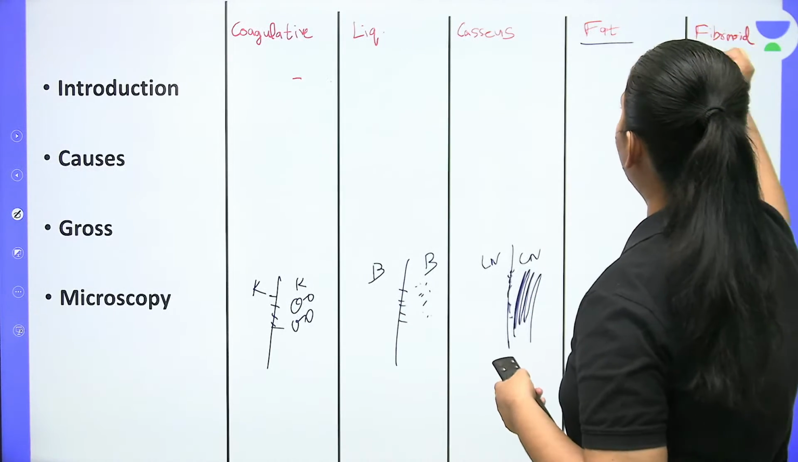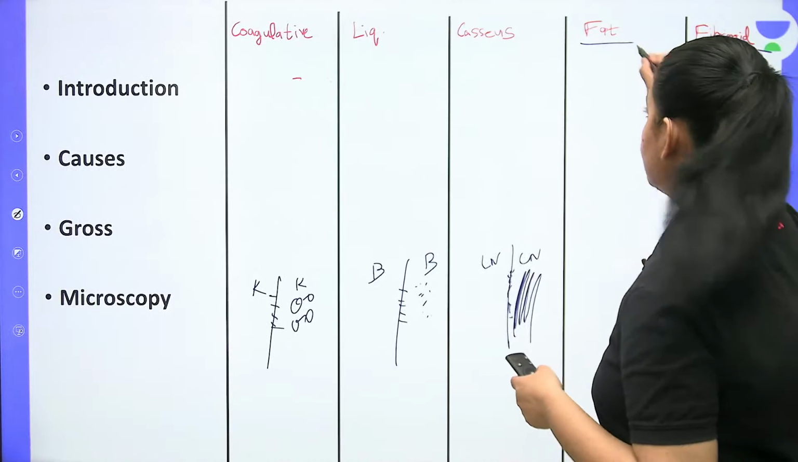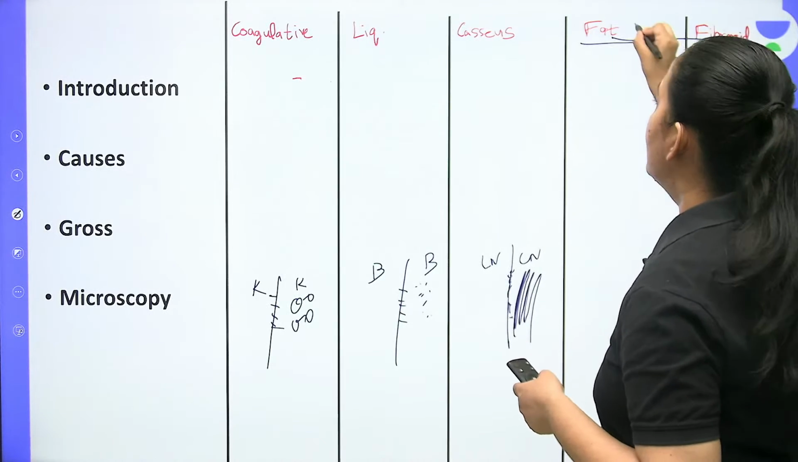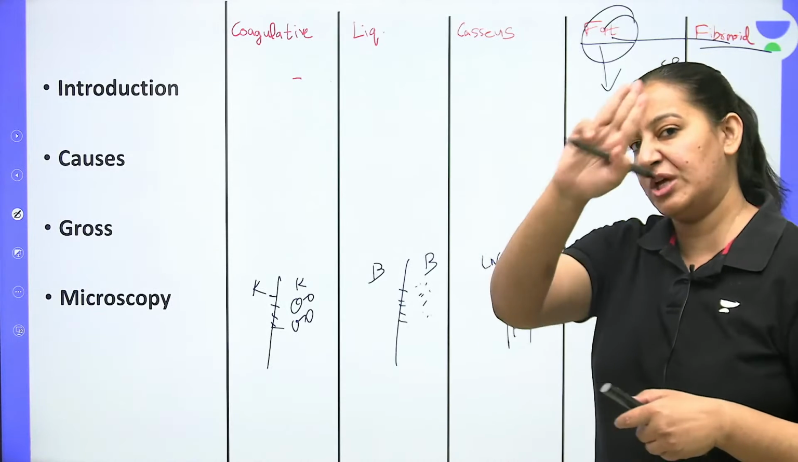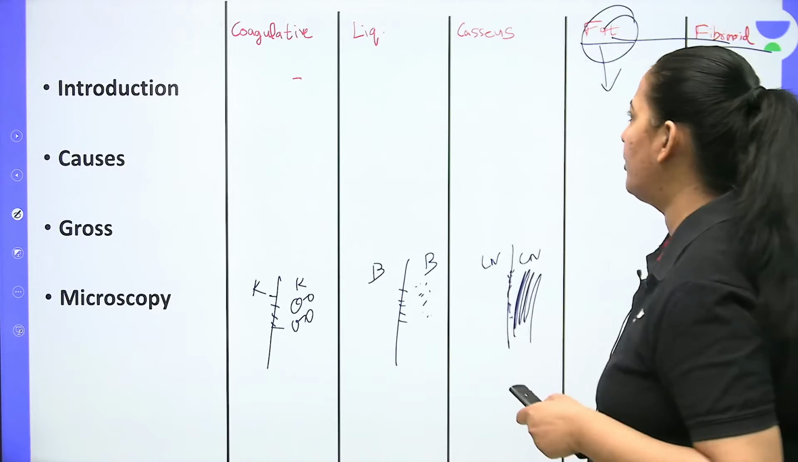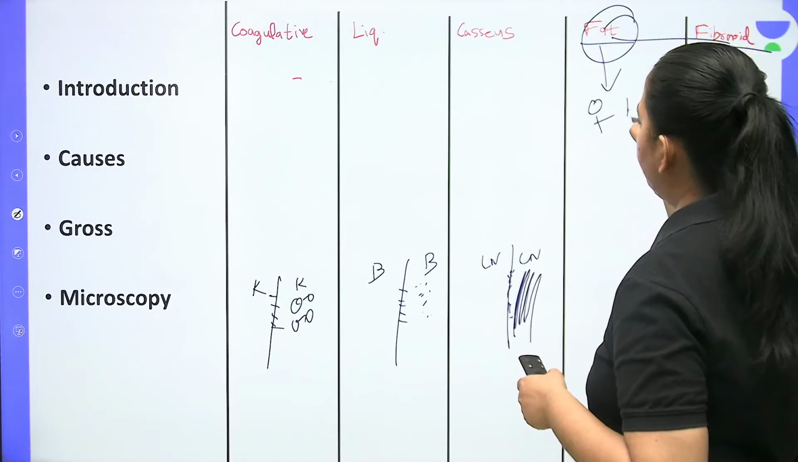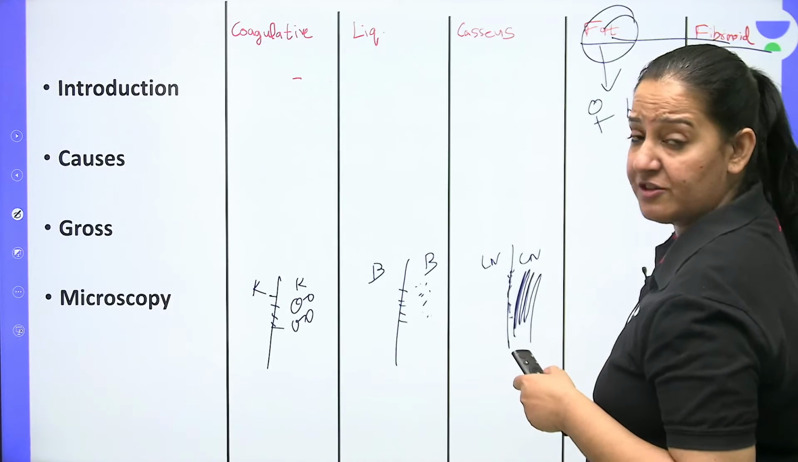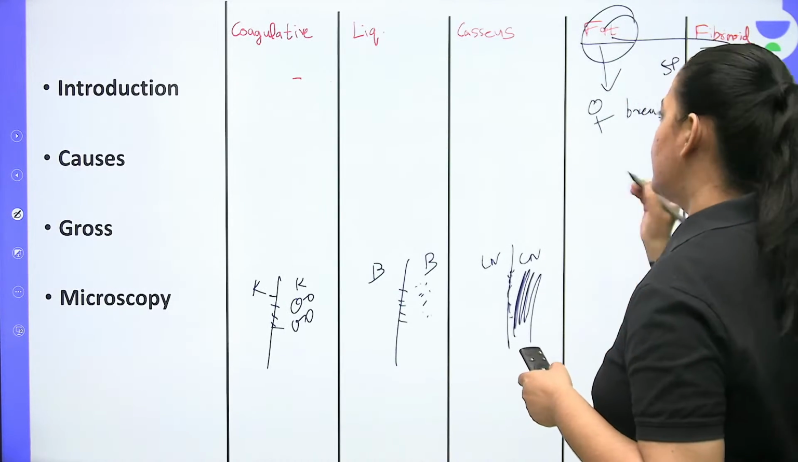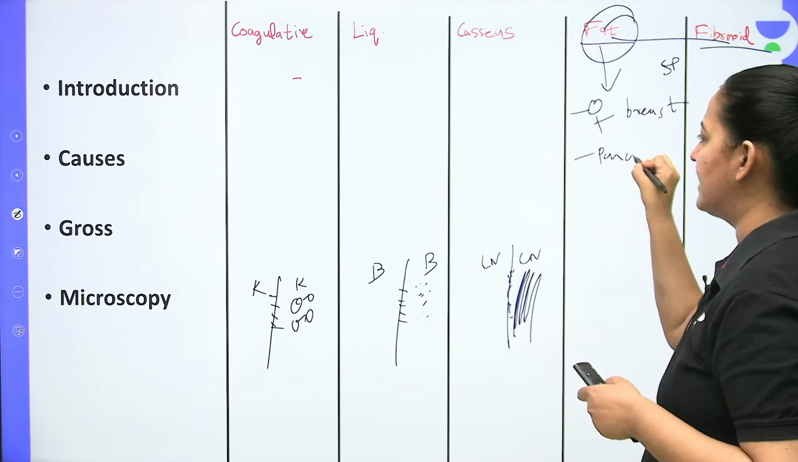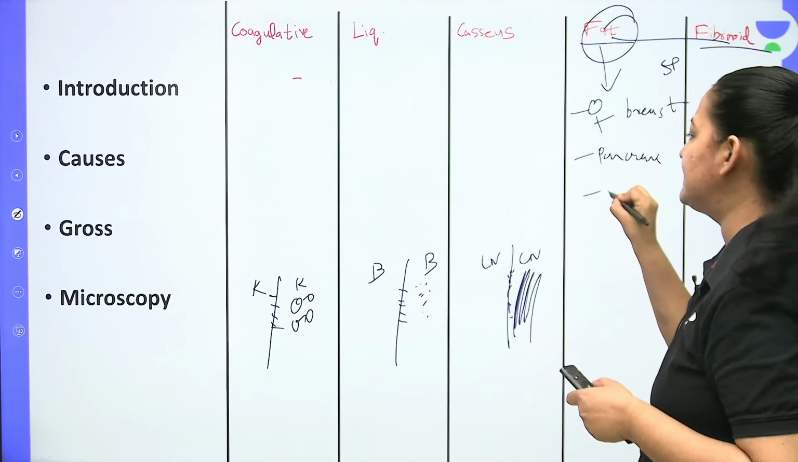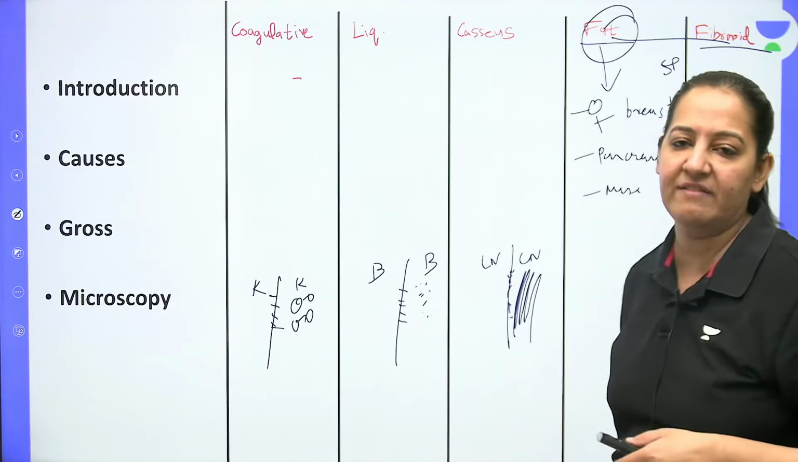Coming to the 4th one, fat and fibrinoid, the 4th and the 5th. These are the 2 special types of necrosis. Fat necrosis occurs in the body where there is excessive fat. Human body, 3 places with excessive fat. What are the 3 locations? Number 1, female breast. Female breast has excessive fat, not male breast. Number 2, pancreas. Human pancreas has excessive fat. And number 3, mesentery. Mesentery of the intestine has excessive fat.